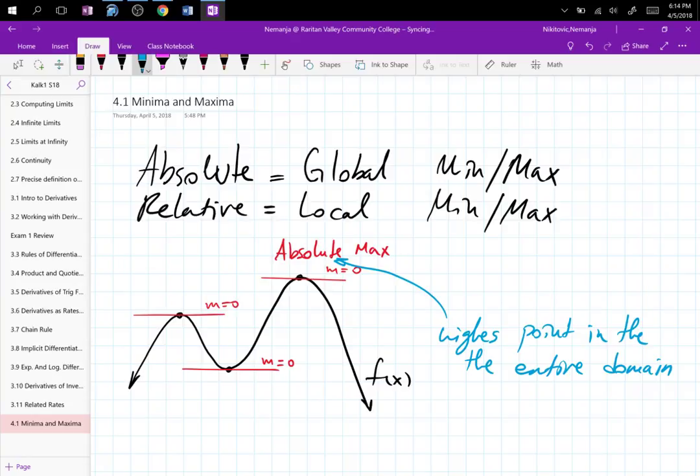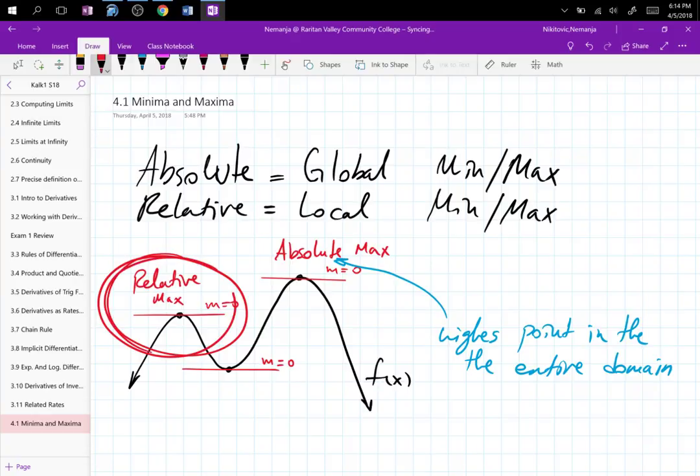But now, if you look at the left one, that's a maximum as well. But it's a maximum in its own little neighborhood. There's a bigger boss, all right? So the one on the left will be called relative max, also known as local max. Why would we call it local? Because it's a maximum in its little local community, right?